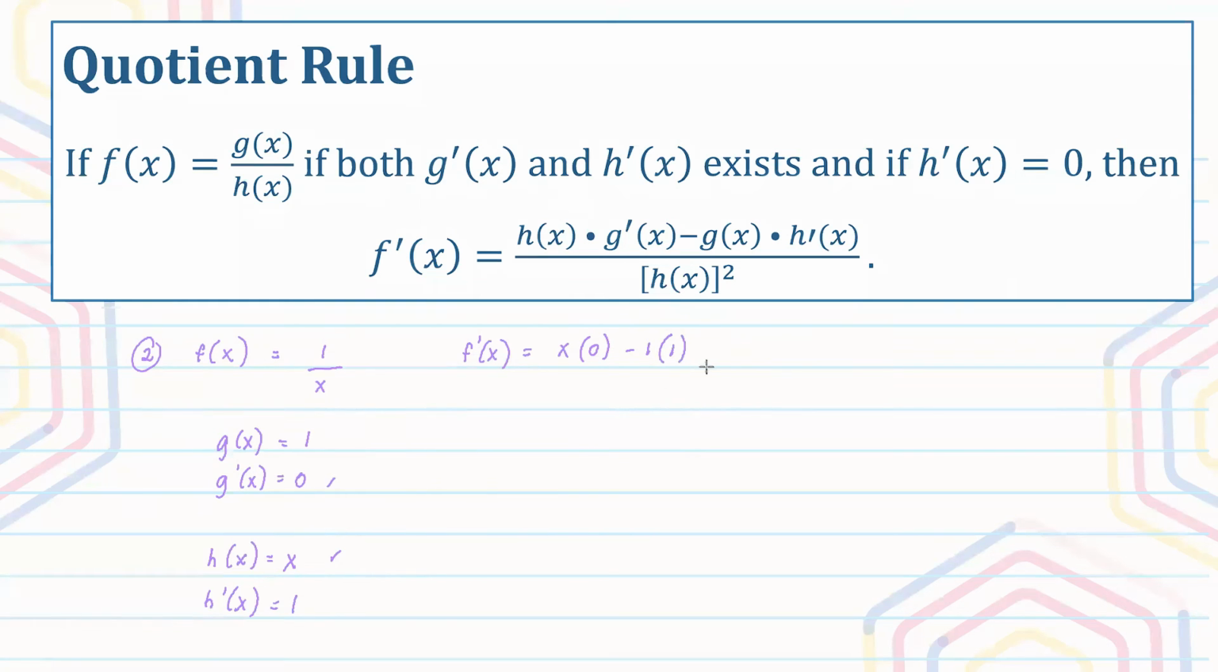over h of x squared. So you have here x squared. So simplify now. X times 0 is 0. Negative 1 times 1 is just negative 1 over x squared. And this is already our final answer. All right, so that is the quotient rule for differentiation.